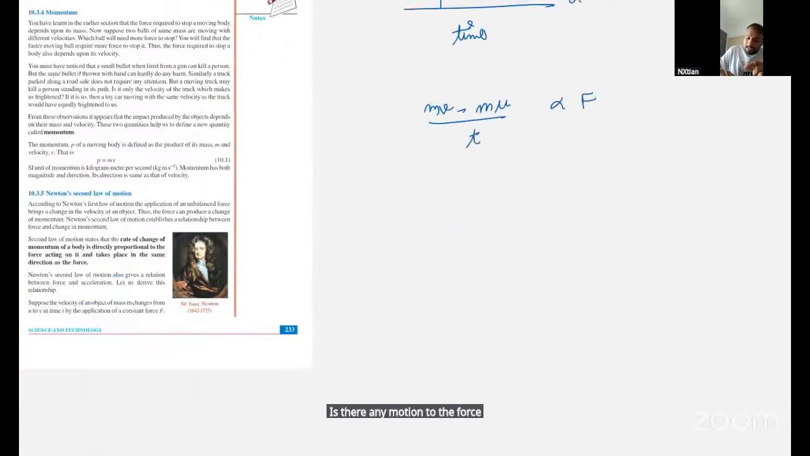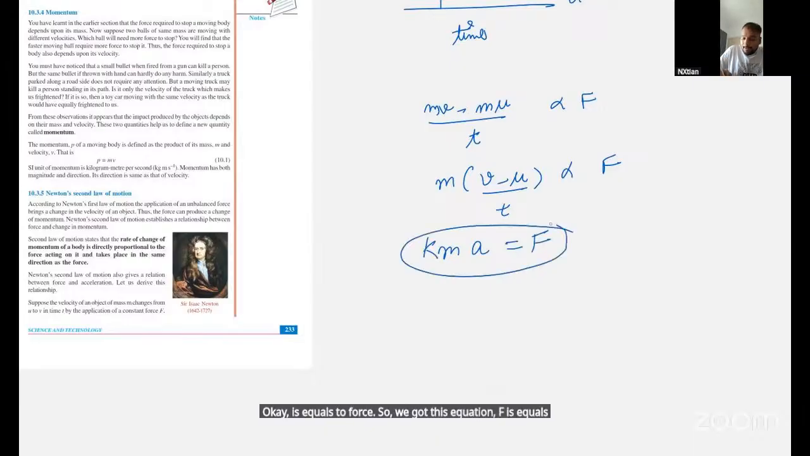Now, from the left side, I will take out m as common. So (v minus u) upon t is directly proportional to force. Now, (v minus u) upon t is basically the acceleration, which is proportional to force. So we got this equation F = kma, where k is a constant value.